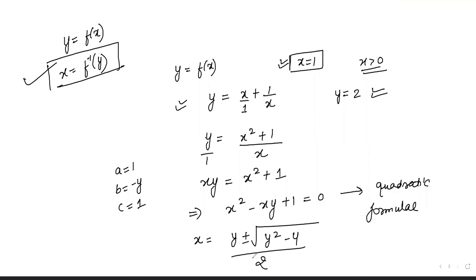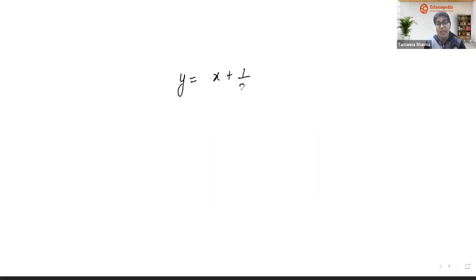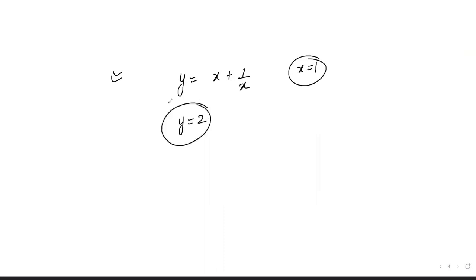Yes, its inverse exists, because if x's minimum value is 1, then the minimum value of y is? I don't really understand. Okay, no problem. y equals x plus 1 by x, you have been given, right? So you have to find the inverse of this function, and you have been given that the minimum value of x is 1. So if you put x is 1 here, then y is? 2. It means if you substitute the minimum value of x as 1, then y.